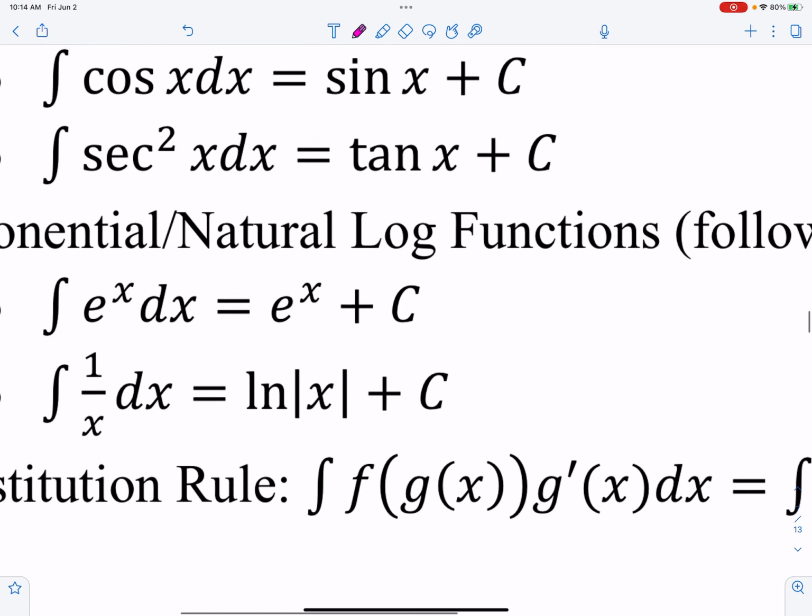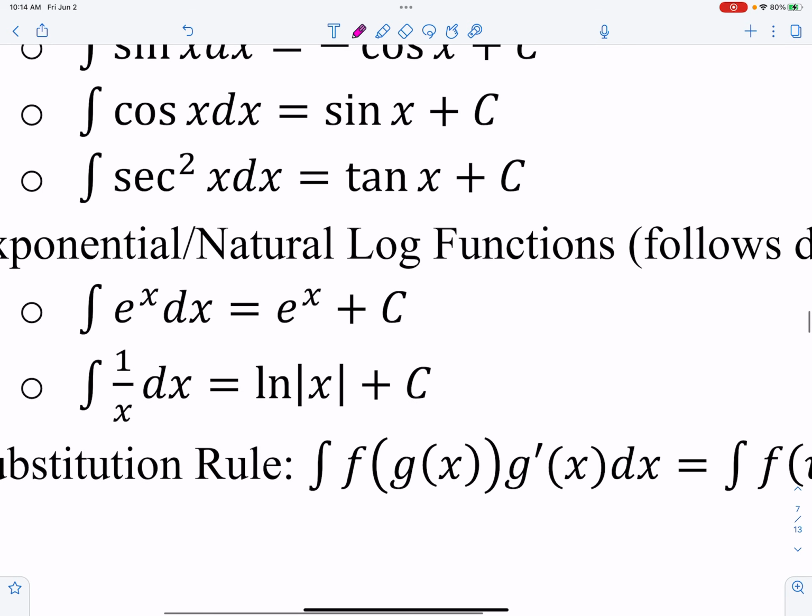And then there's also, since the derivative of e to the x was e to the x, the integral of e to the x is e to the x plus c. Since the derivative of natural log of x was 1 over x, the integral of 1 over x is equal to natural log of absolute value of x plus c.